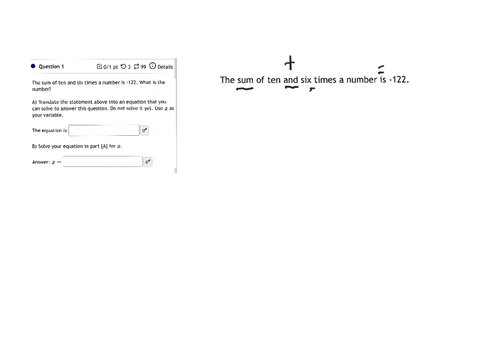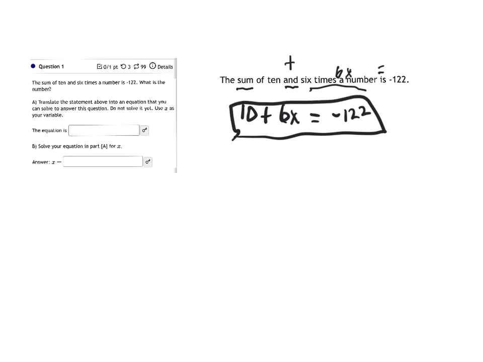Now, 6 times a number, we know they told us to use x for the number, and 6 times that number would be 6x. So we have the sum of 10 and 6 times a number. So that's 10 plus 6x equals, is, negative 122. So that is the first answer. And that's the sum of 10 and 6 times a number equals negative 122.